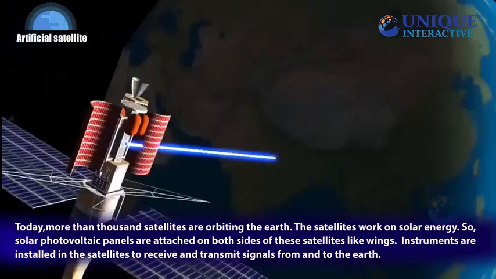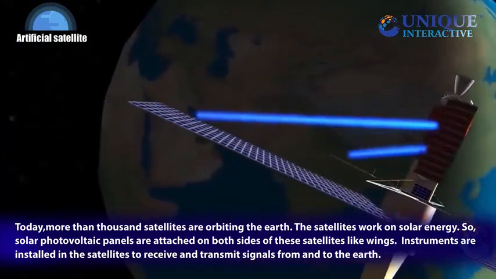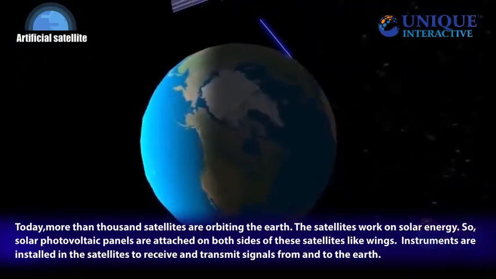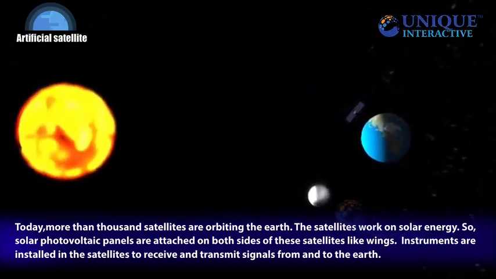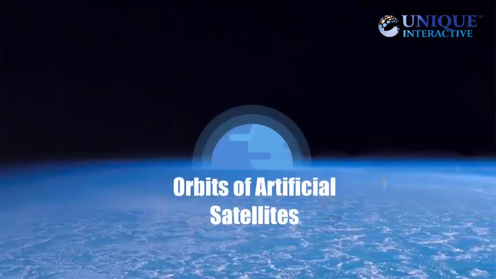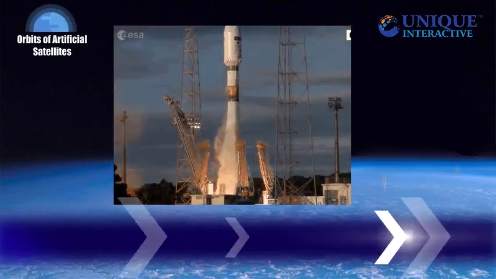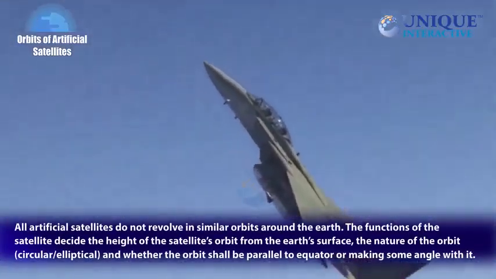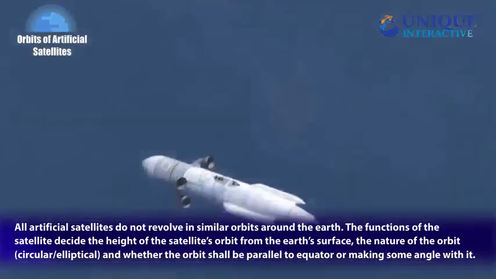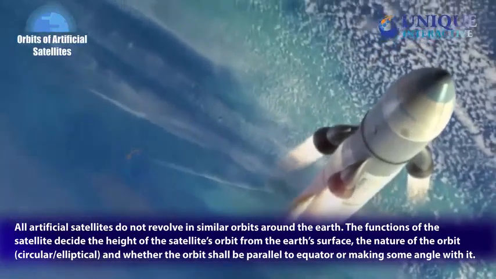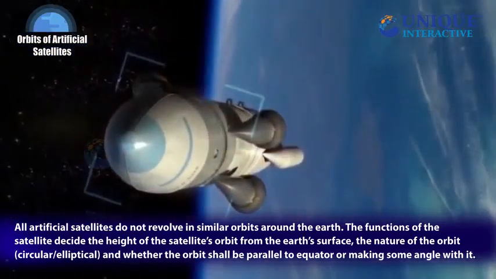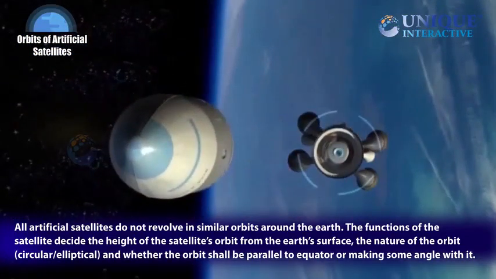The satellites work on solar energy. So solar photovoltaic panels are attached on both sides of these satellites like wings. Instruments are installed in the satellites to receive and transmit signals from and to the Earth. All artificial satellites do not revolve in similar orbits around the Earth. The functions of the satellite decide the height of the satellite's orbit from the Earth's surface, the nature of the orbit, and whether the orbit shall be parallel to the equator or making some angle with it.